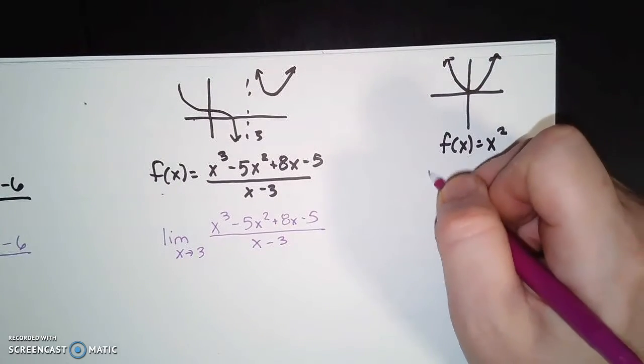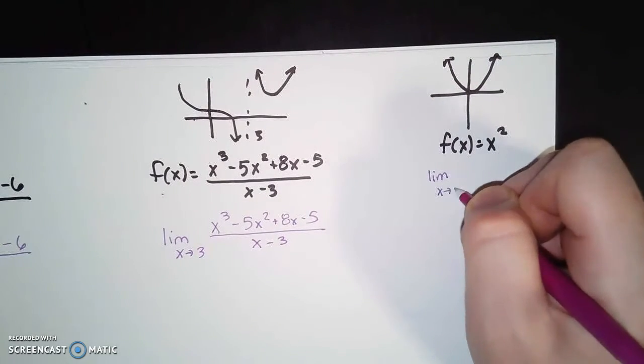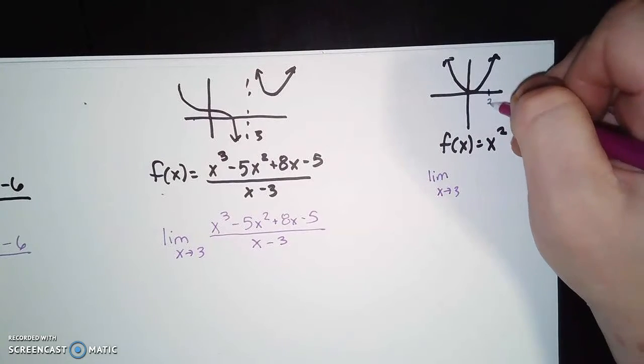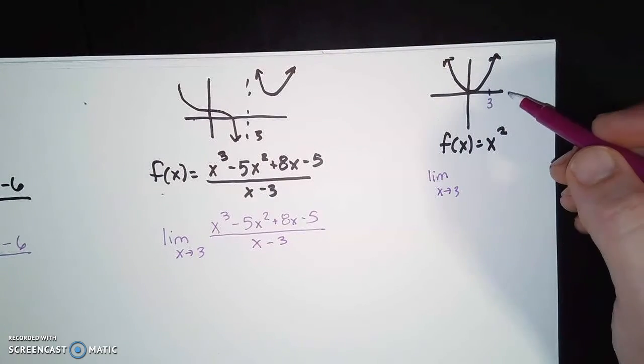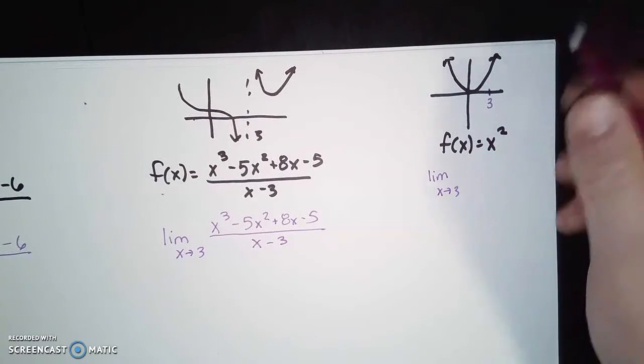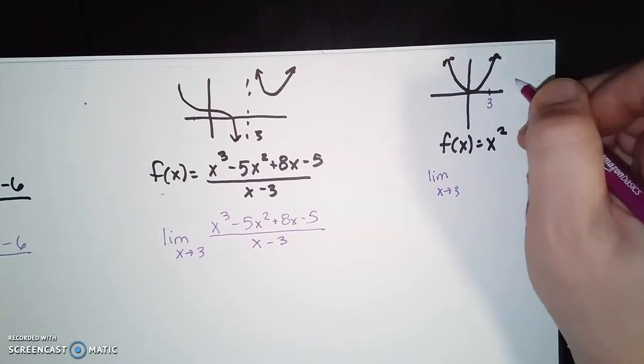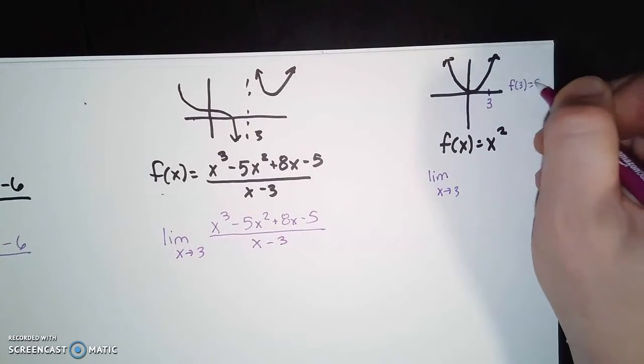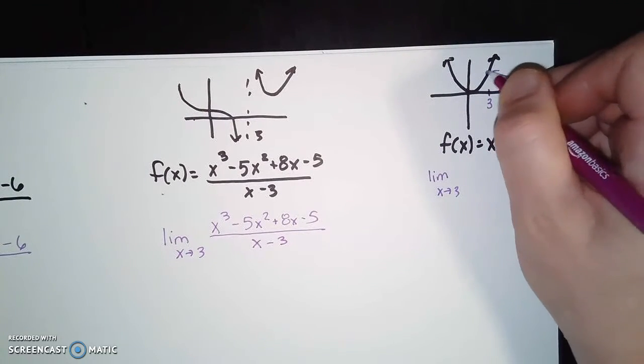Limits are the value you approach as you head towards a certain number. Now the function is just smooth and continuous, like this one right here. There's no breaks in the graph. This is the graph of f of x equals x squared. Now f of 3 will be equal to 9. That's just the value of the graph. If I put it in, I would get that.